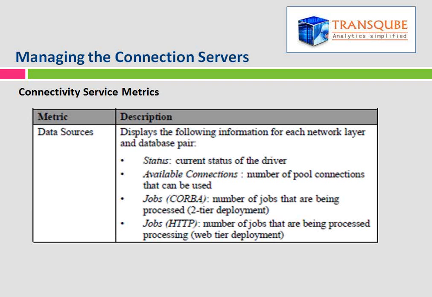Connectivity service metrics display different kinds of information for each network layer and database pair. Status of the driver, what database system it can connect to, available connections, number of pool connections that can be used, jobs, number of jobs that are being processed, and web tier deployment.